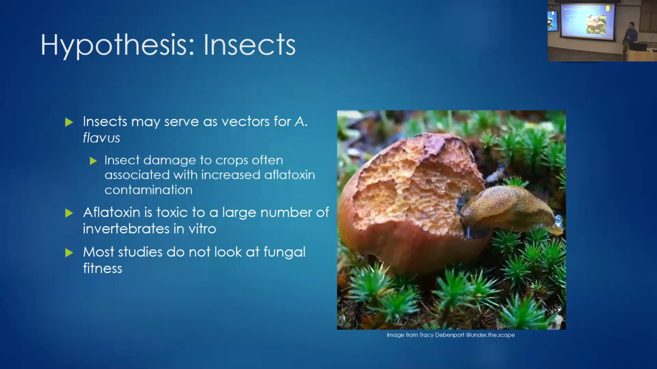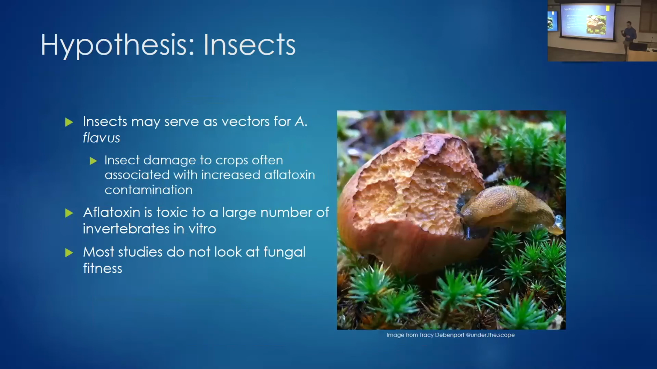So insects have a known association with Aspergillus flavus. When there are insect infestations in the field, it creates openings where Aspergillus flavus can get in and infect. Also, in stored grain environments, it's known that insects like maize weevils can vector it. It can go through their system and come out in their frass. The spores survive, that is. And so as a result, insects are often associated with increased aflatoxin contamination.